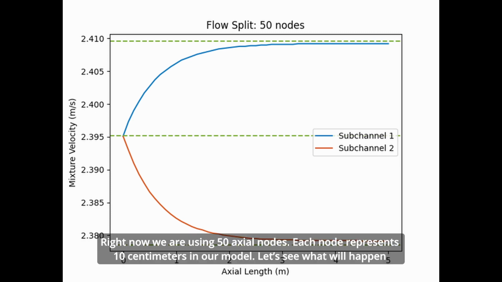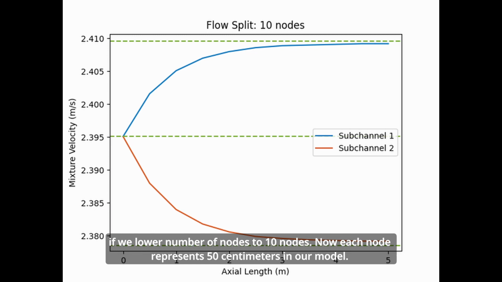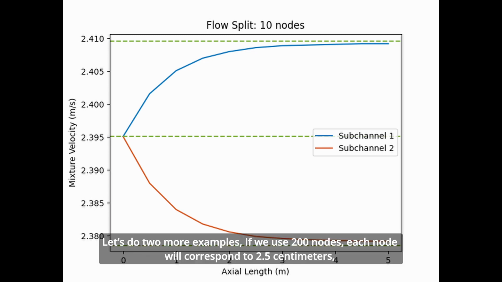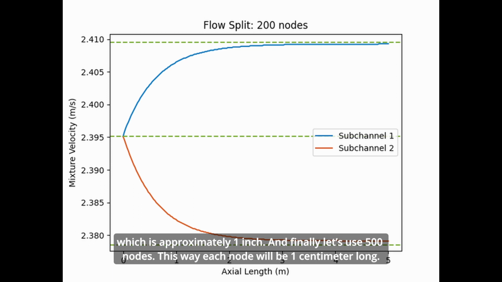Right now we are using 50 axial nodes. Each node represents 10 centimeters in our model. Let's see what will happen if we lower the number of nodes to 10 nodes. Now each node represents 50 centimeters in our model. Let's do 2 more examples. If we use 200 nodes, each node will correspond to 2.5 centimeters, which is approximately 1 inch. And finally let's use 500 nodes. This way each node will be 1 centimeter long.